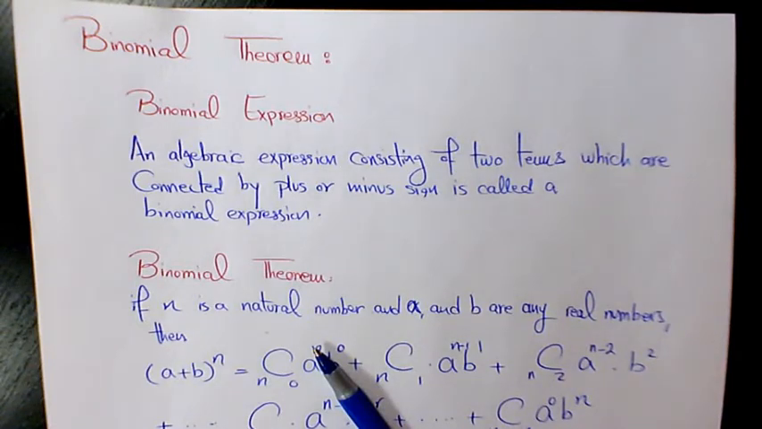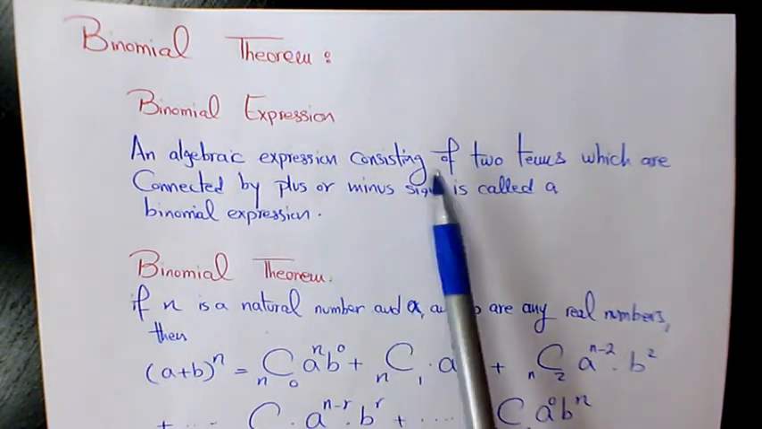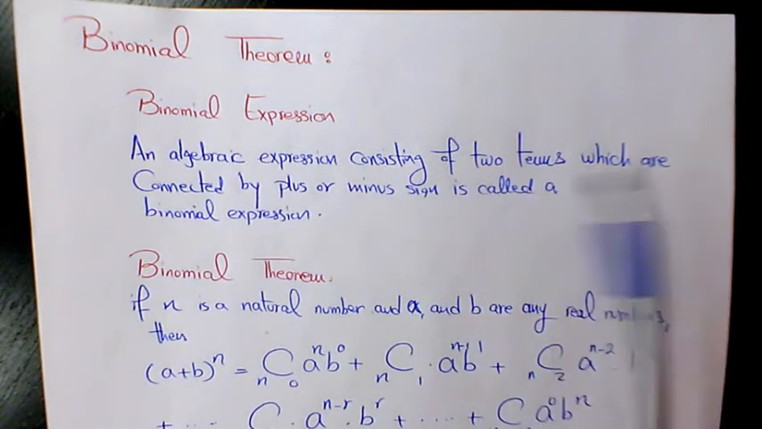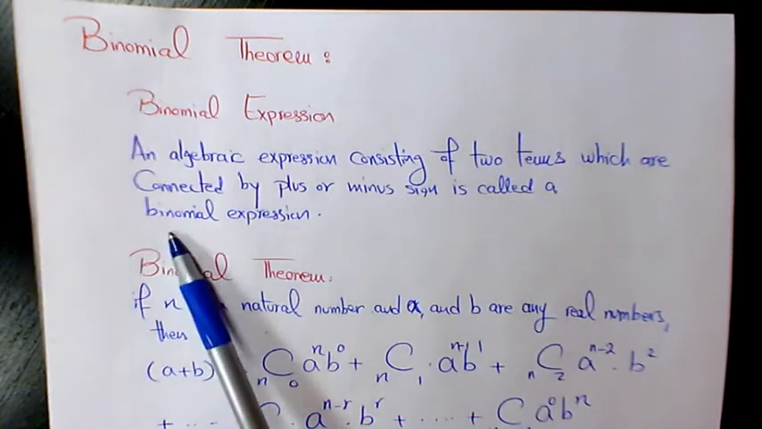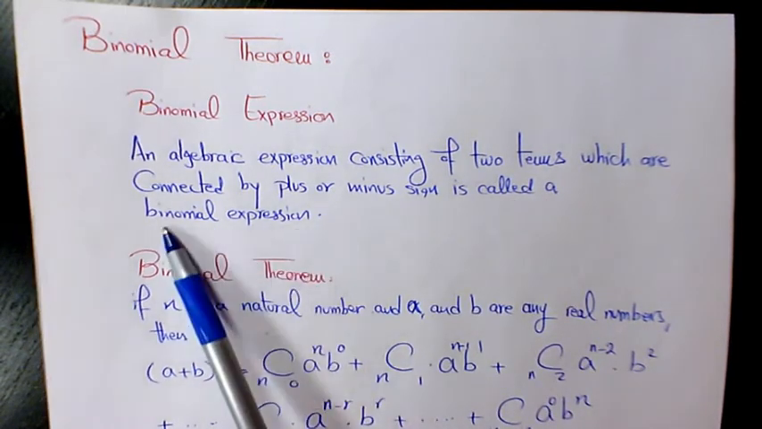Welcome to another video. In this video I want to show you how to deal with the binomial theorem and explain what it means when we are talking about binomial expression, binomial theorem and binomial coefficient, and I will go through some examples. So an algebraic expression consisting of two terms which are connected by a plus or minus sign is called a binomial expression. So binomial means two terms.